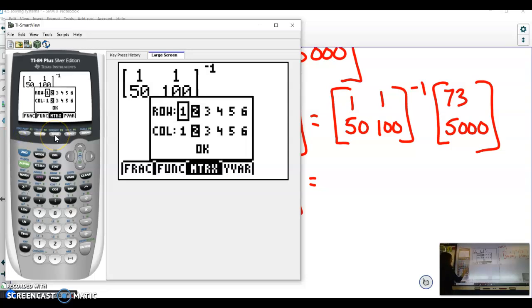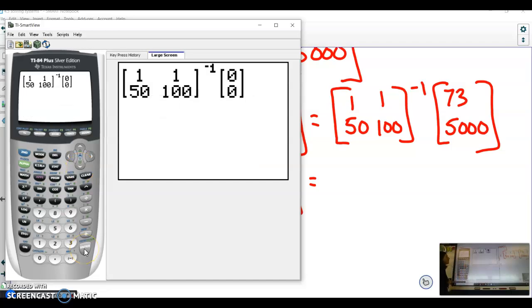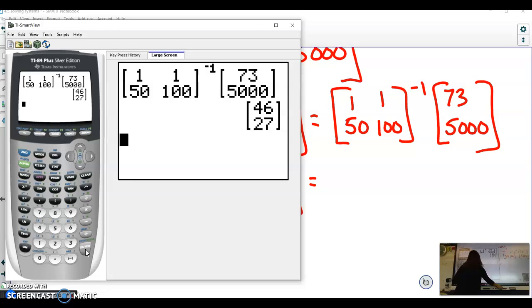and then alpha zoom again. This is going to be a 2 by 1, and that would be 73 and then 5,000. Hit enter, and I get 4627.